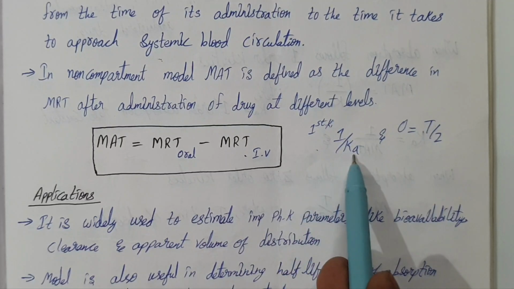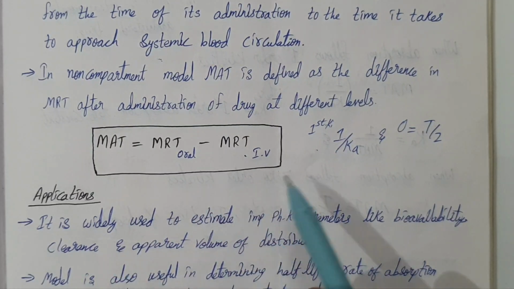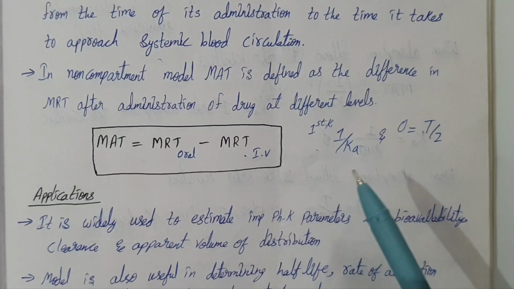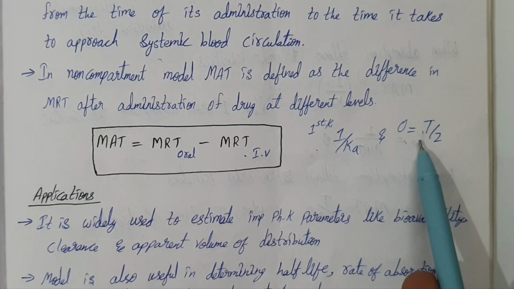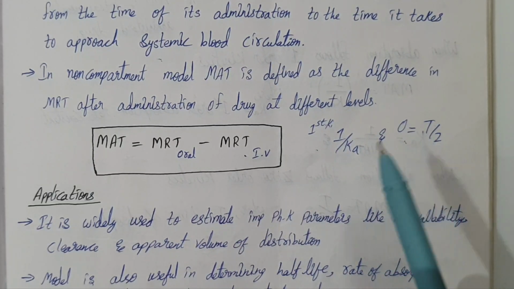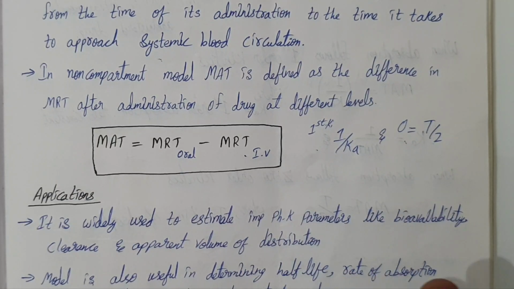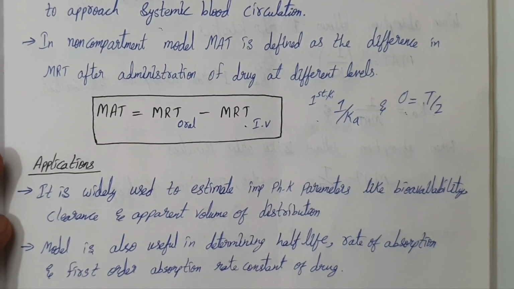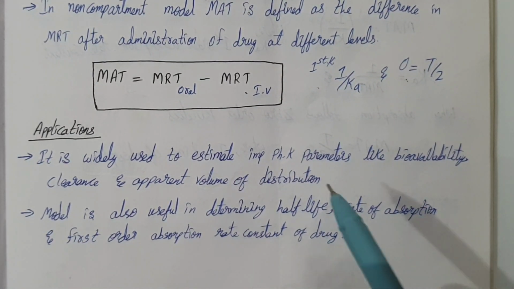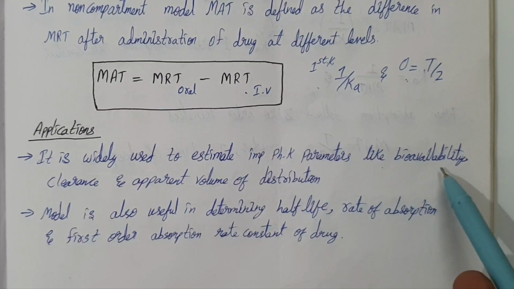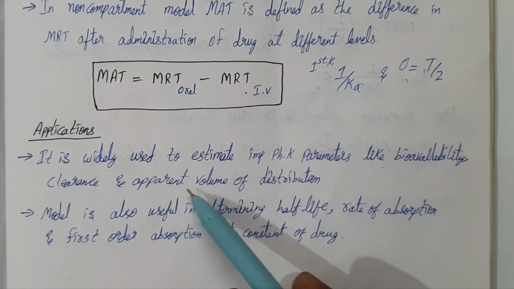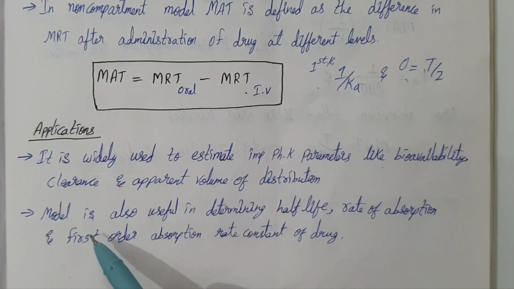For the first order, MAT equals 1 by Ka, where Ka is the absorption rate constant. For zero order kinetics, MAT equals T by 2, where T is the duration of absorption. Now the applications include: it is widely used to estimate important pharmacokinetic parameters like bioavailability, clearance, and volume of distribution. This model is also useful in determining half-life, absorption rate, and first-order absorption rate constant of drug.